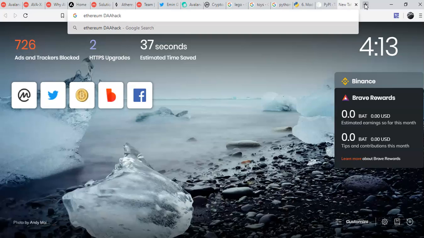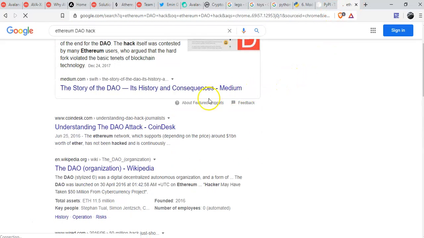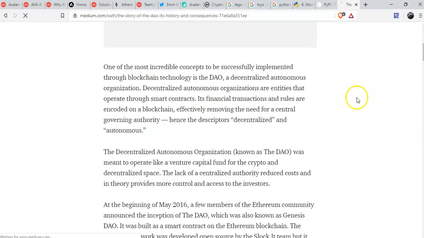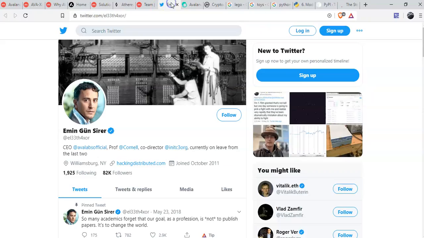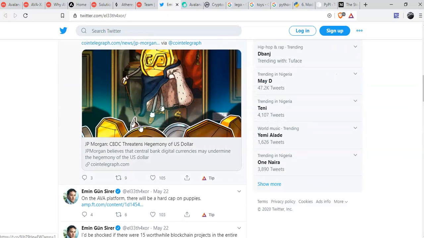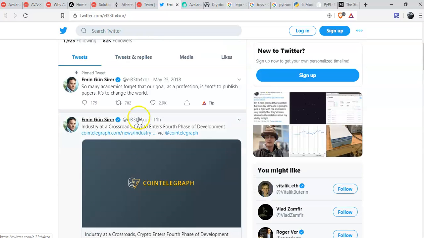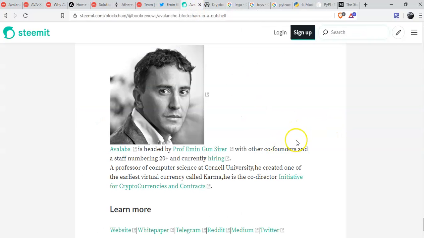When we were building the decentralized autonomous organization, he came out and said, listen, there are bugs in this thing. But some people said, no, there are no bugs. He called it out, so he's somebody you should be looking at. When he is building something, it's time to pay attention. Another thing about Professor Emin is that he created one of the first cryptocurrencies. It's called Karma.